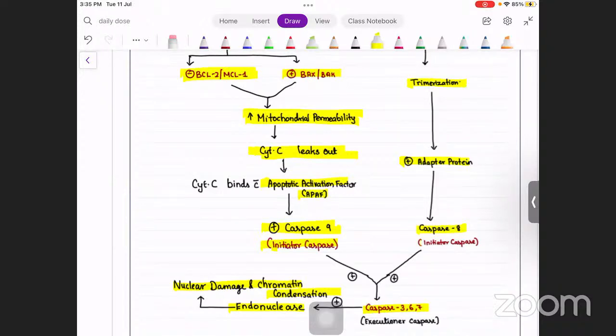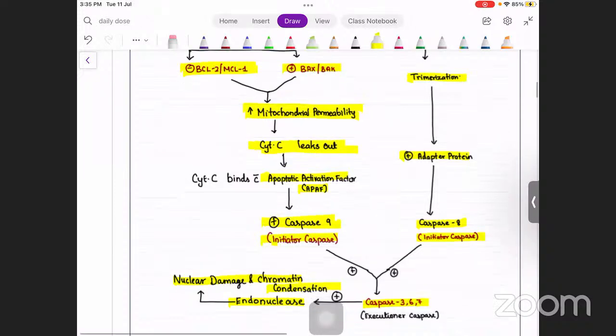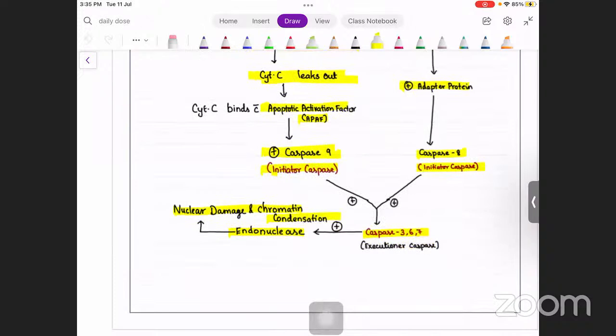Where you see the activation of initiator caspase. What is the initiator caspase of your extrinsic pathway, which is caspase 8, and what is the initiator caspase of your intrinsic pathway, which is caspase 9? Both caspase 8 and 9 will activate executioner caspases. What are they? Caspases 3, 6, and 7.